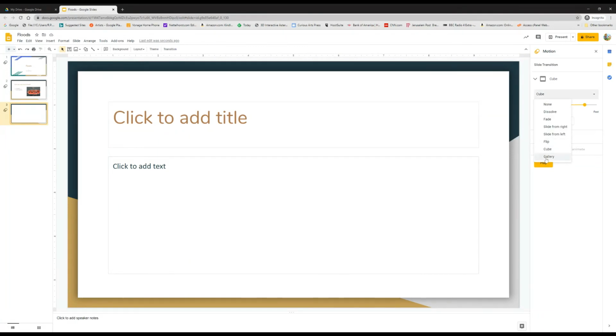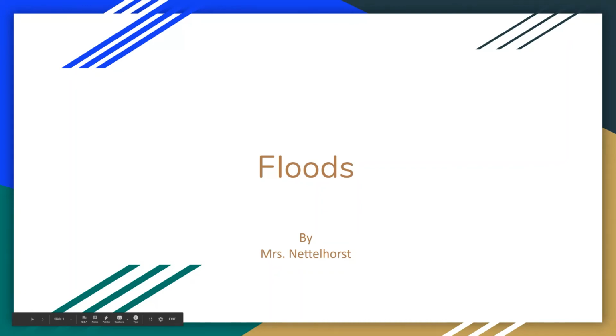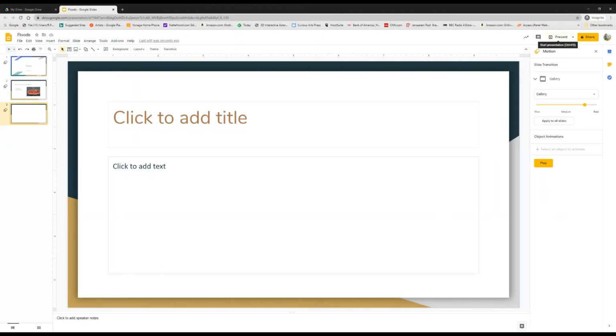Or you can do gallery, which is another fun one. Apply to all slides. And you can slow it down a little bit if you want. And then click present. Oh, wait, I'm not at the end. Let me go back. I have to click on the first slide to make it happen. Okay, it's applied to all slides. All right, present. And when you advance it, it looks like it drags in the next slide. So you decide on a transition that you like, and that will transition each of your slides. That's pretty much what you need for a basic slideshow.